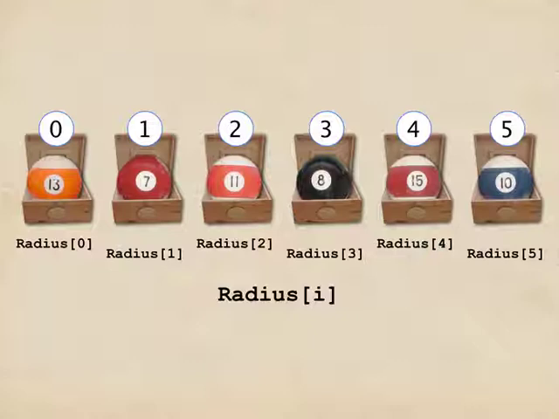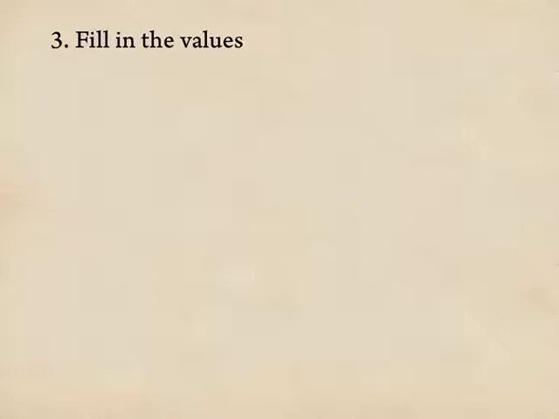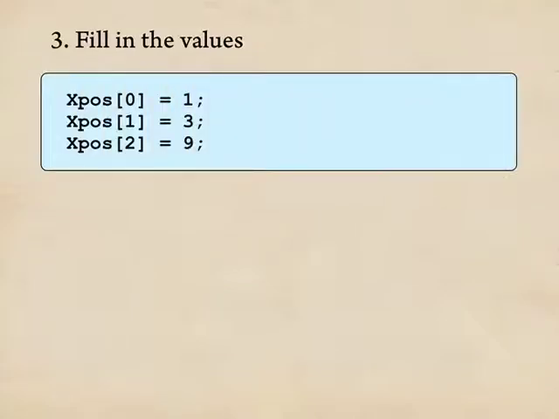So how can we use this to fill in the values? Let's take a look. One way is to just stick the values in. So if xpos has 3 entries, I can just stick numbers into them. xpos sub 0 equals 1, xpos sub 1 equals 3, and xpos sub 2 equals 9. And now I've filled in all 3 entries in xpos, 0, 1, and 2.